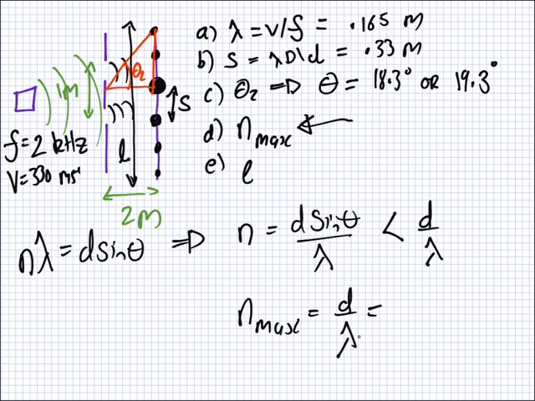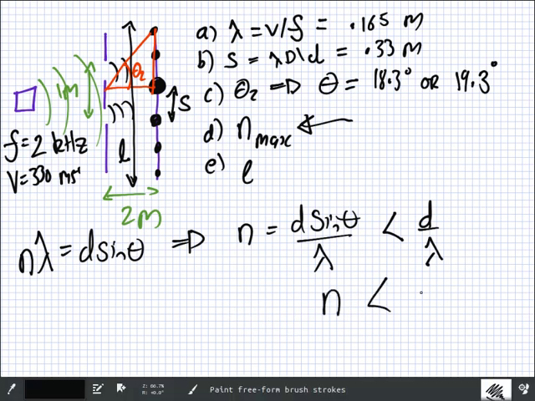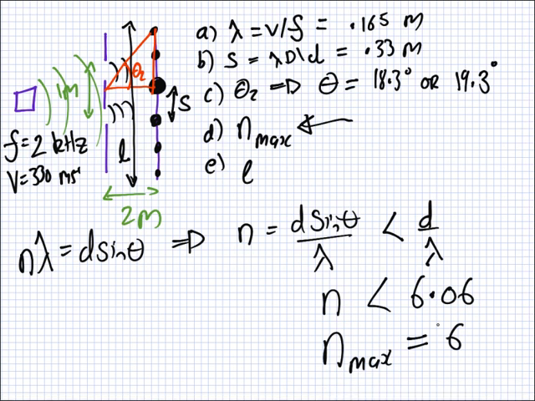Yeah, 6.06. So what you're saying is, n must be less than 6.06. So therefore, the maximum is 6. Now, if the answer was 6.96, what would you say the n max is? 7. No, it's still 6. It has to be less than it. Could you say 6.5? No, because n is an integer. Yeah. The answer is 6 here.